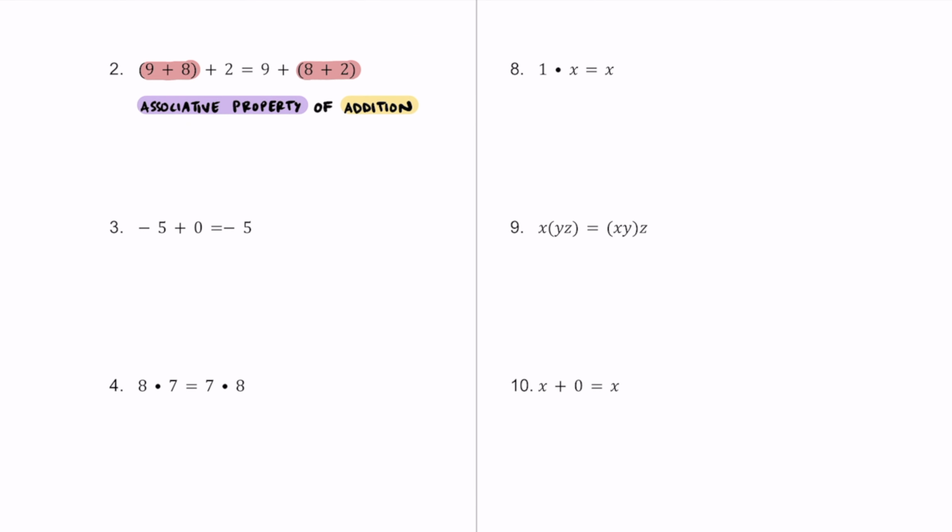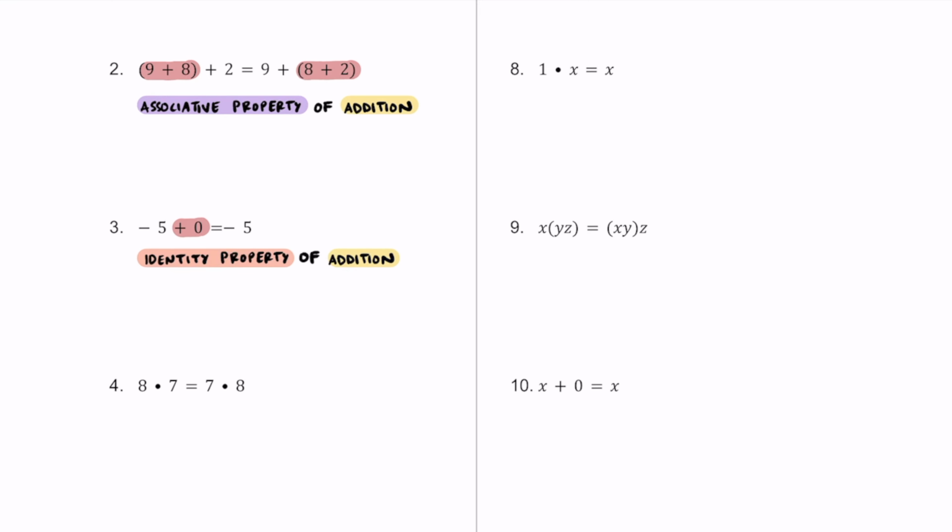For number 3, we have this expression on the left side of negative 5 plus 0, and on the right side that's just equal to this negative 5. Now keep in mind what happens when you just add 0 to something. 0 is the only number in the world you can add to another value so that the value of the original number does not change. When you add 0 to something and it doesn't change, that represents the identity property of addition.